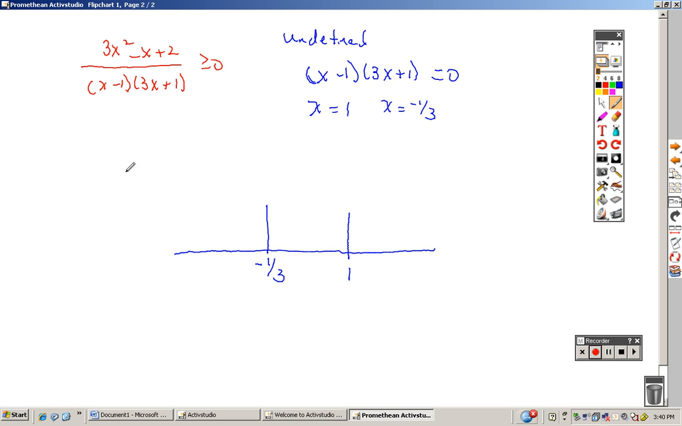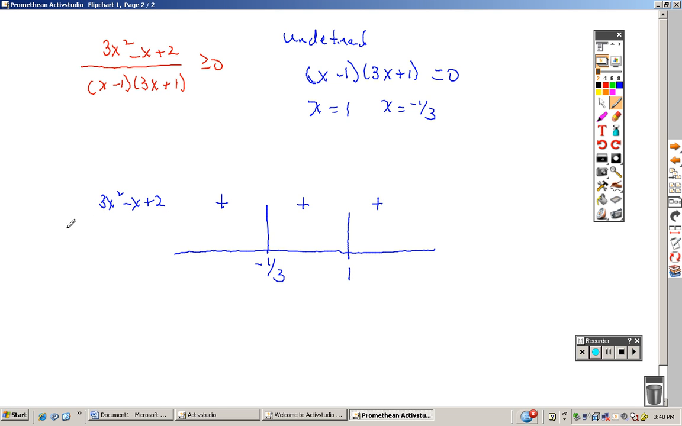So I'm going to look at 3x squared minus x plus 2. And all I can do is I can pick a number here, let's say negative 1, plug it in and determine if the value is positive or negative. So if I plug in negative 1, this will become 3 plus 1 plus 2. That's positive. Here I'll pick 0. 0 minus 0 plus 2, positive. And if I pick 2, I would have 12 minus 2 plus 2, positive. So the 3x squared minus x plus 2 is always positive.